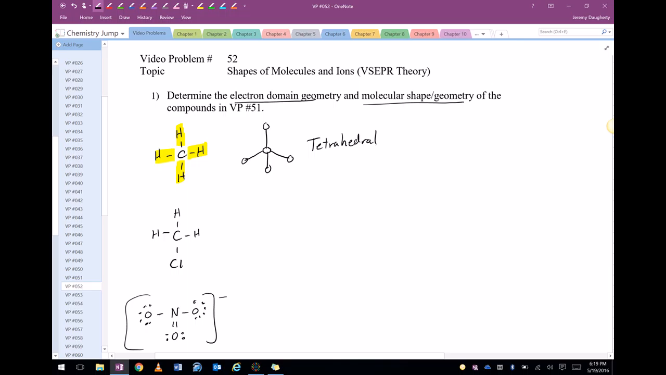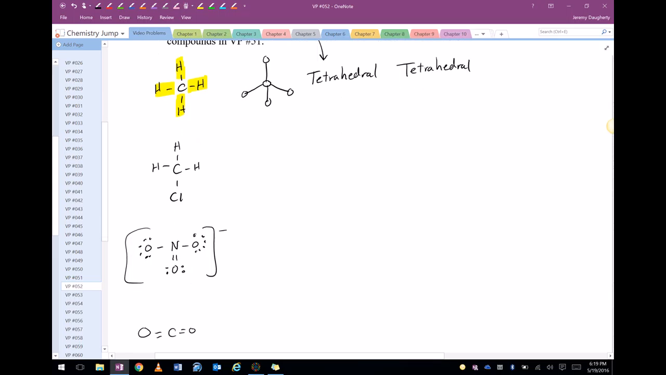Here's the actual look of it. Now that's the electron domain geometry. The molecular geometry is also tetrahedral because it's only surrounded by atoms. Okay? Now look at CH3Cl. It also has 4 electron domains. The idea of electron domains is actually really important. So since it has 4 electron domains, it's also going to be tetrahedral, and since it's only atoms, that's just what it is.